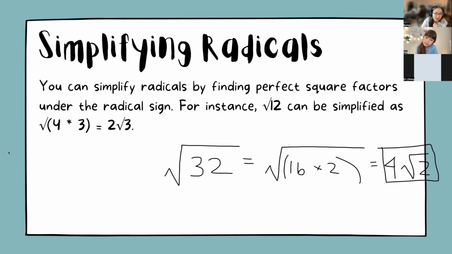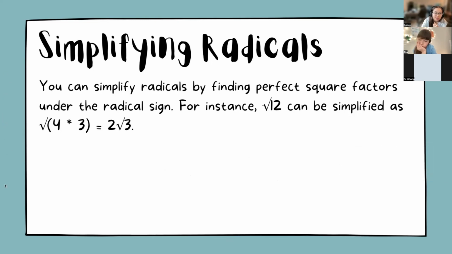And so, yeah, that's how you can simplify radicals using perfect square factors.